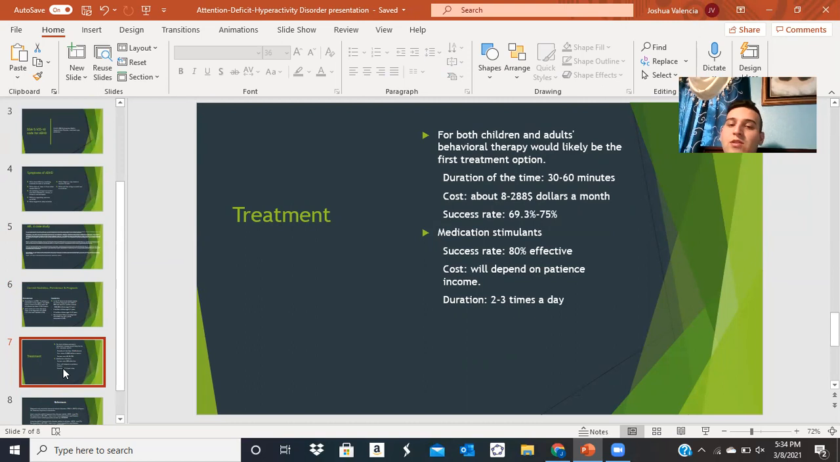For medication, stimulants, the success rate is about 80% effective. Cost will depend on the patient's income. For duration, the medication is usually taken 2 or 3 times a day. Stimulants help increase dopamine levels in the brain, the neurotransmitter associated with motivation, pleasure, attention, and movement. With patients with ADHD, stimulant medications can help boost concentration and focus while reducing hyperactive or impulsive behaviors.